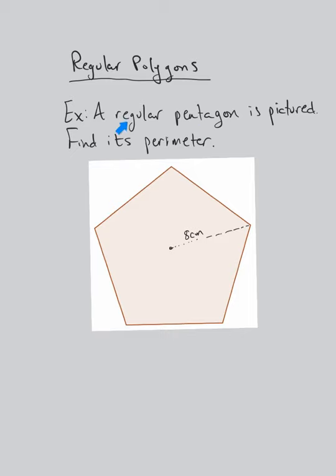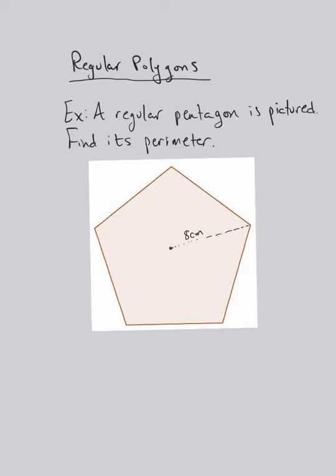It tells you that regular means equal sides, equal angles. So a regular pentagon is pictured, and I want to find its perimeter. Now, the idea here is that this point is drawn at the center. I may not have drawn that in perfectly. I was having trouble getting my drawing program to do it for me. But anyway, this looks like a very tough problem.